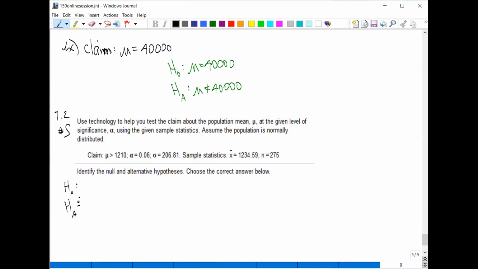So the claim is mu is greater than 1210. So first of all, which claim is that? Is that H0 or HA? Anyone? HA. Yeah, it's HA. And then we can go back and fill in H0. That's going to be the opposite of greater than, and the opposite of greater than is less than or equal to 1210. So there you go.